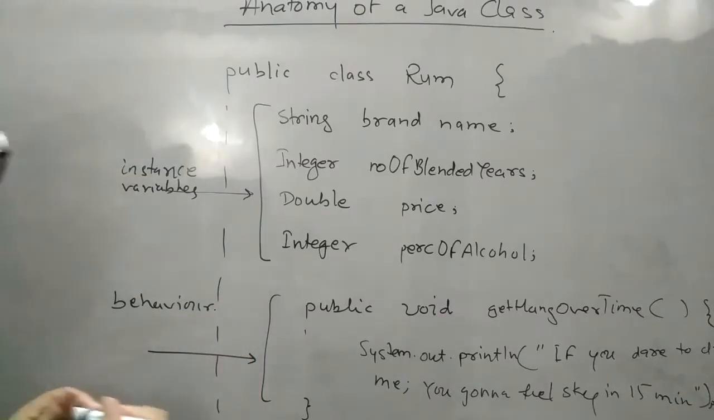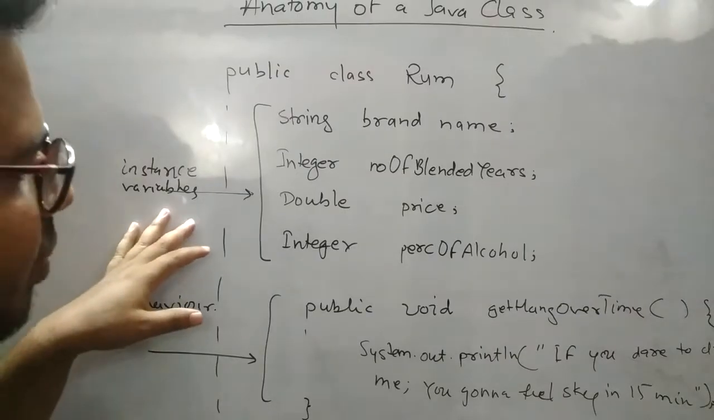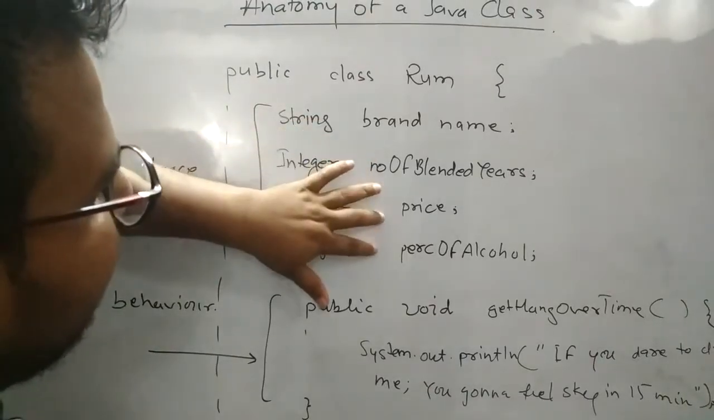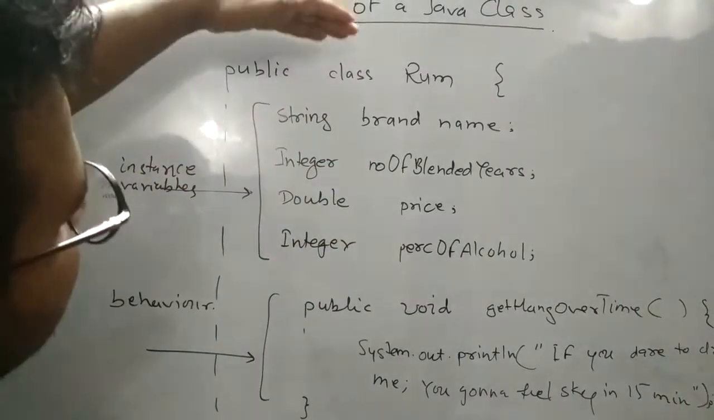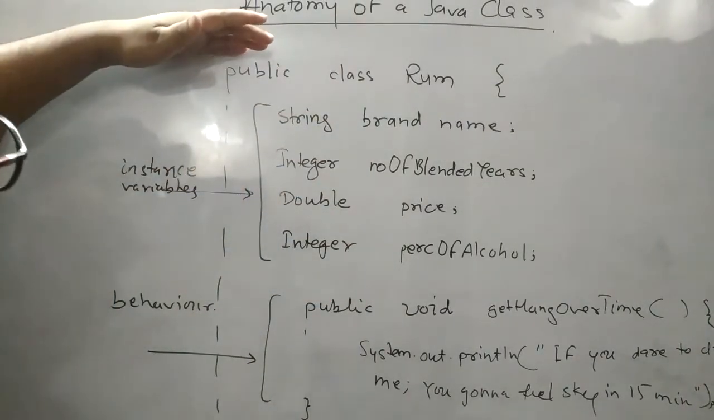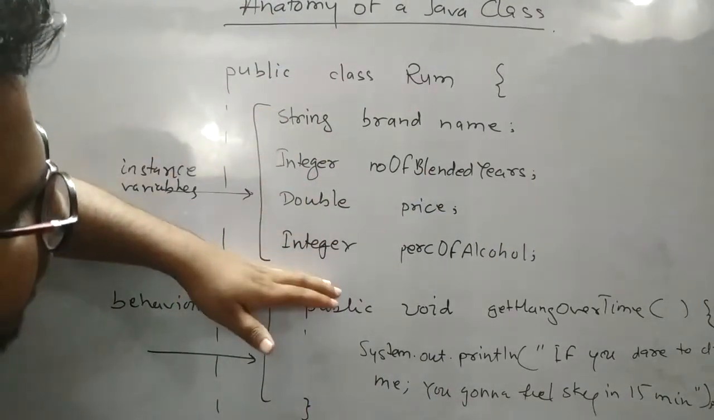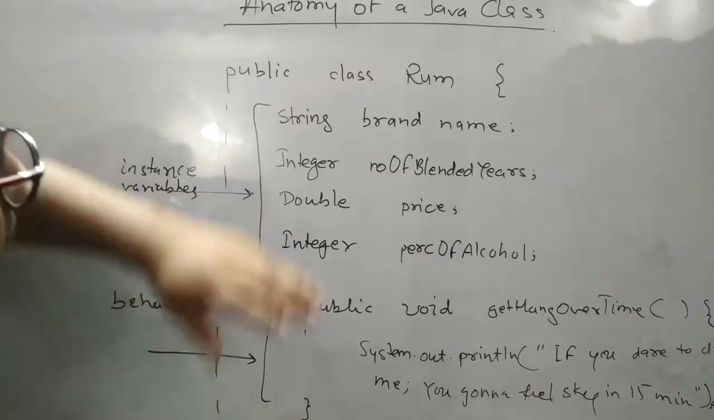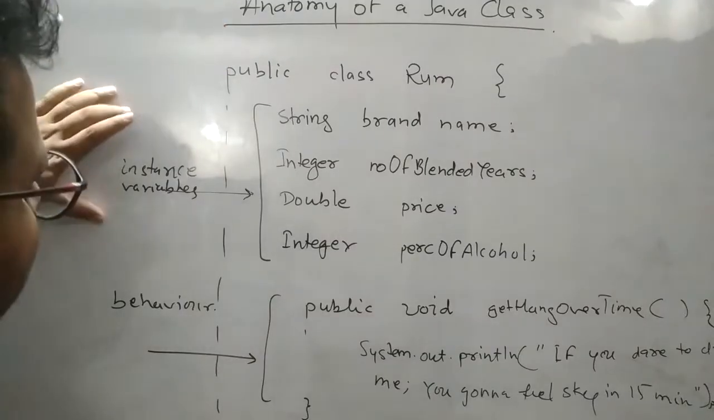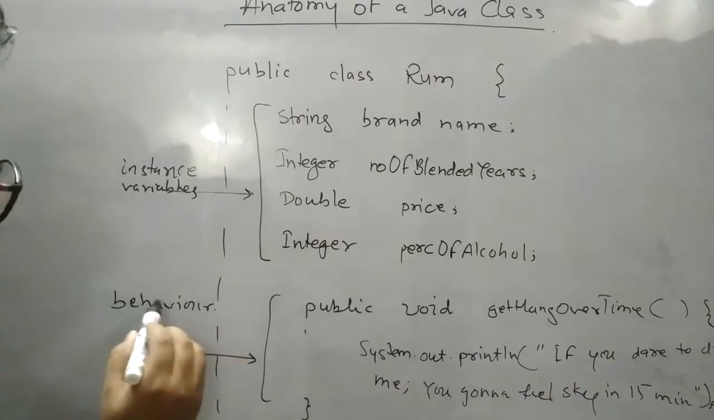So what are instance variables? Instance variables are simply the variables, the fields, which are defined inside the class but not inside a method. All the variables defined inside the class and outside of any method, including the main method, are called instance variables, except static variables, which we will deal with in a different video.